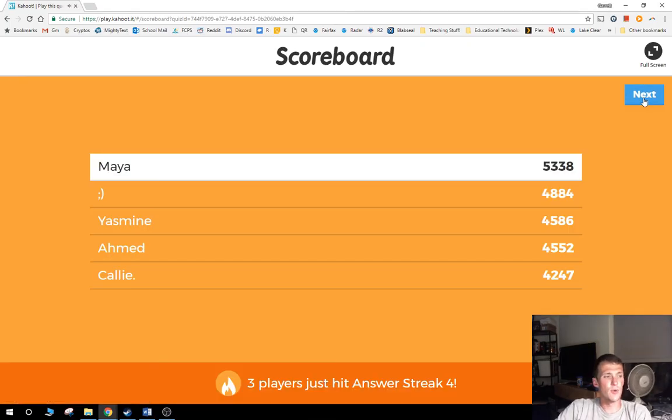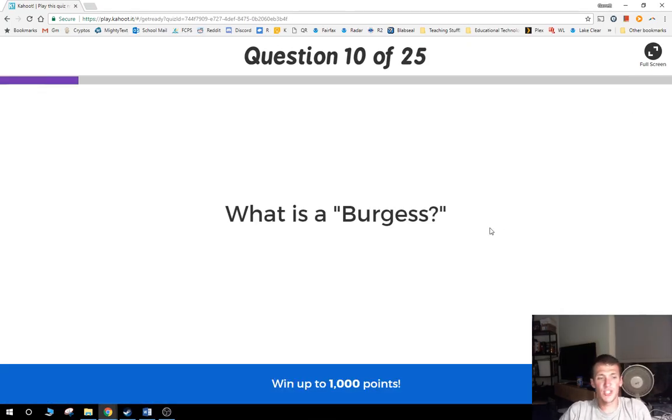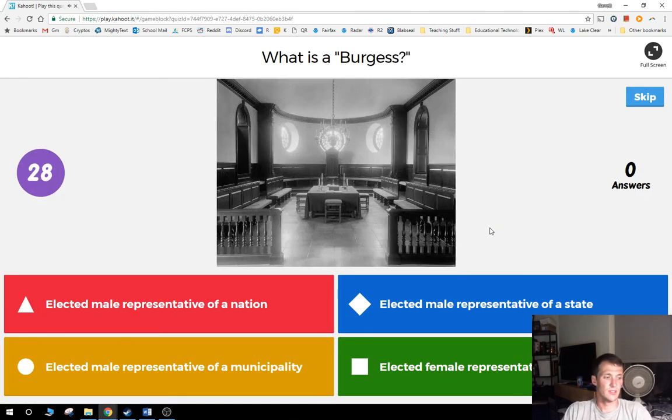Okay, moving on here. So, what's a Burgess? I said it in the review just before, so hopefully you were paying attention. What is a Burgess? Is it a representative of a nation? Is it a representative of a state? Is it an elected representative of a municipality, so a smaller institution? Or a female representative? Again, we didn't quite cover this so much, but we talked about it a little bit in the review, so good points to the people that were listening.